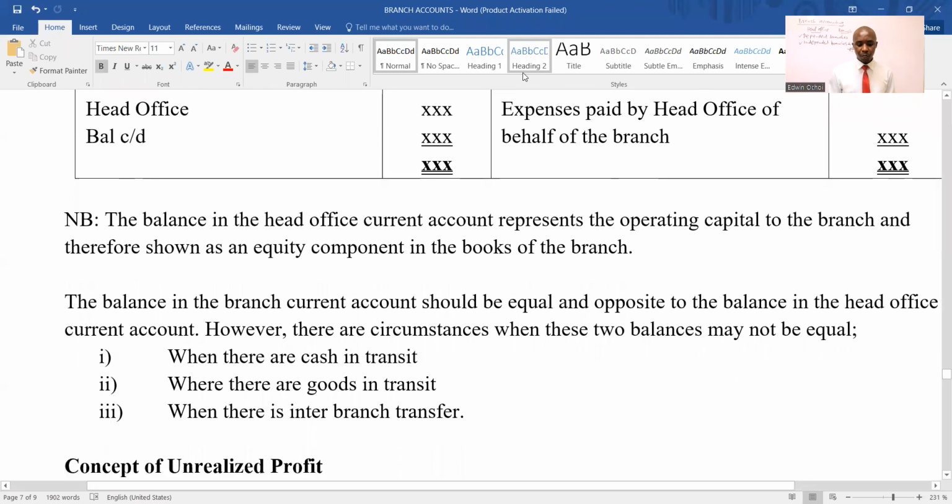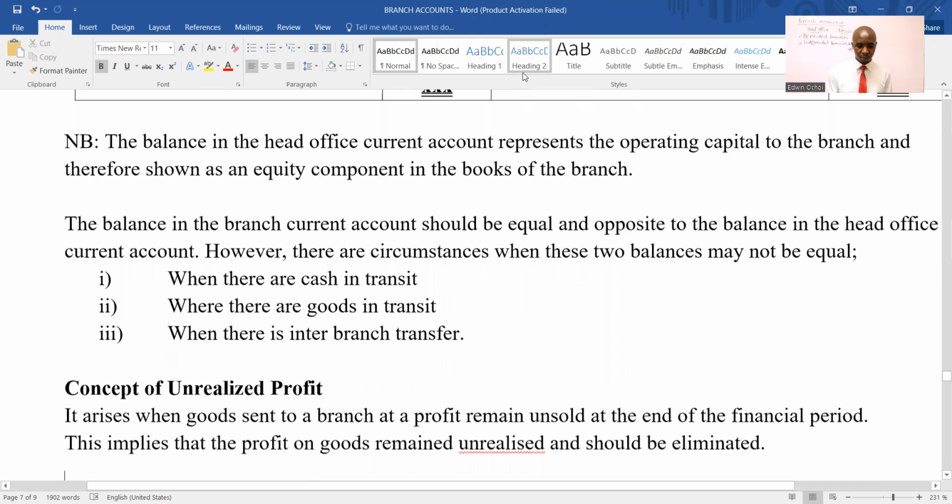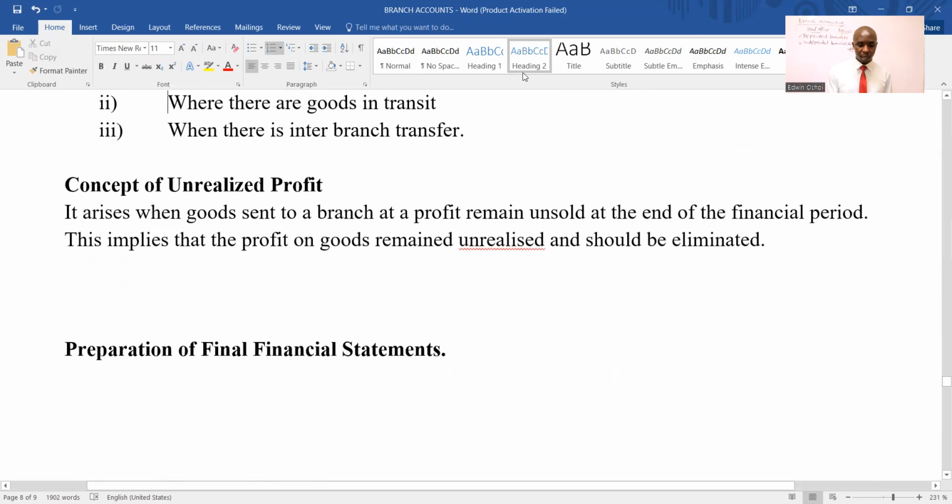So when preparing the two accounts, that is the branch current account maintained by head office and the head office current account maintained by the branch, they should be equal and opposite to each other. If they are not equal and opposite, the reason may be that there was some cash in transit, some goods in transit from the head office to the branch, or there was an inter-branch transfer. Then there is an aspect of unrealized profit.